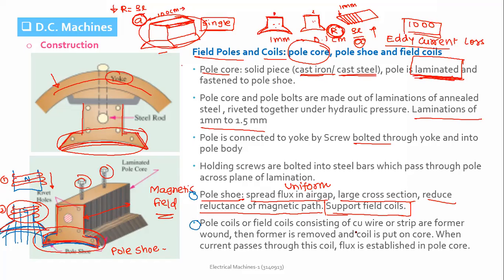And that is why it has better support for the field coil, because of the large section. That is why the pole shoe is designed with a large cross-sectional area over here at the pole surface.